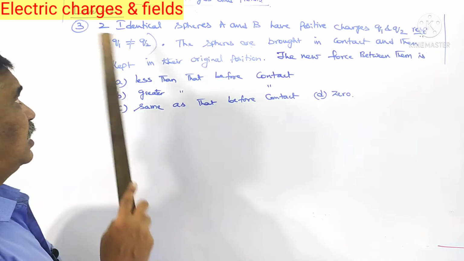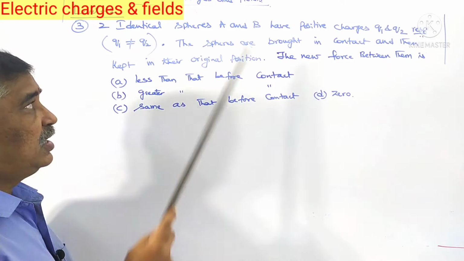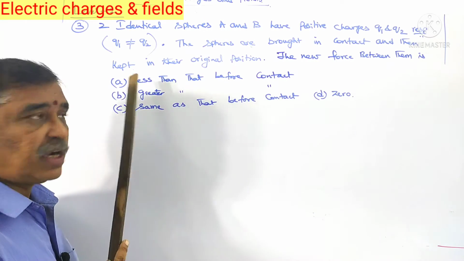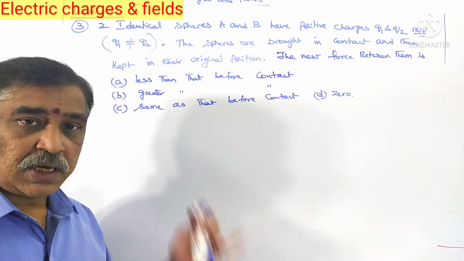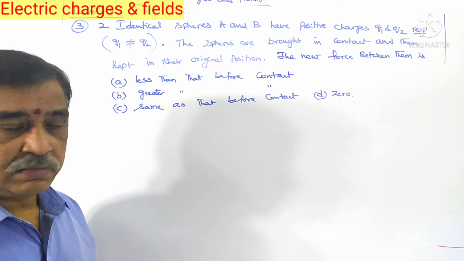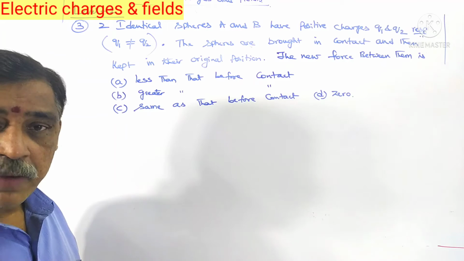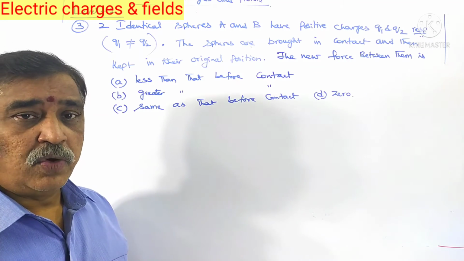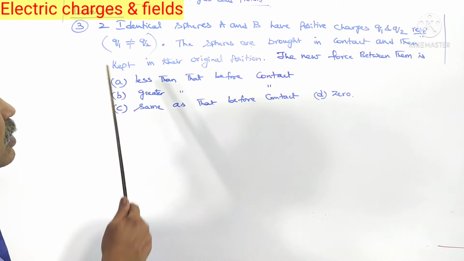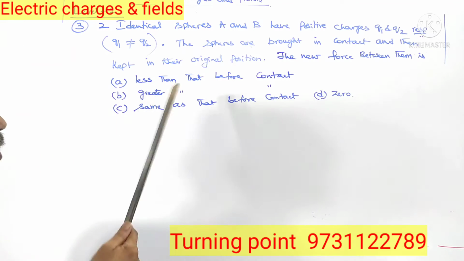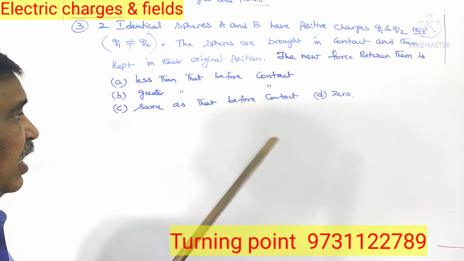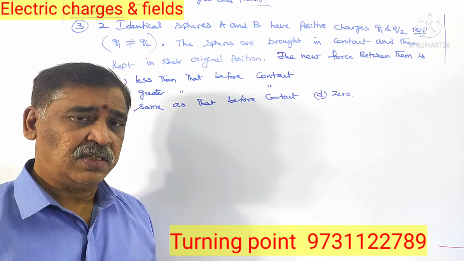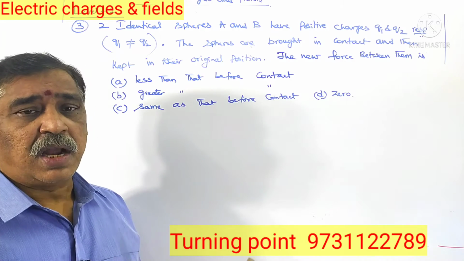The next question: two identical spheres A and B have positive charges Q1 and Q2. Of course Q1 is not equal to Q2. The spheres are brought in contact and then placed in their original position. Now we are asked to find the new force and how it is related to the earlier force. Four options are given: less than, equal to, greater than, and so on, compared with before contact. This type of question I discussed in the earlier part.